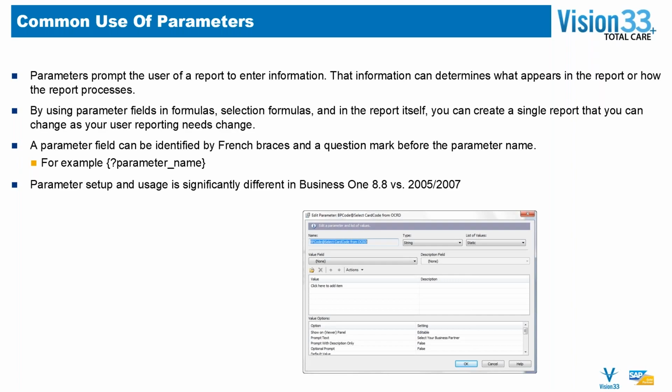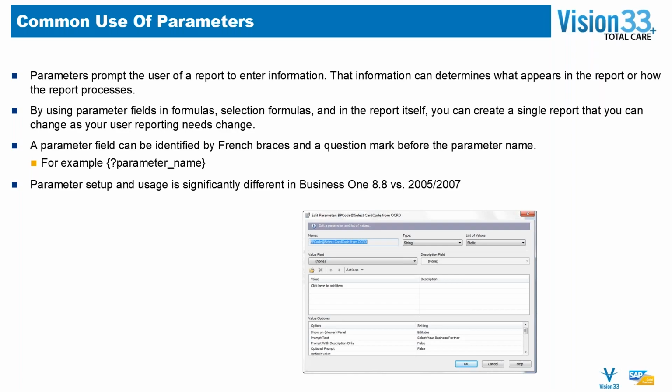A parameter field can be identified by French braces and a question mark before the parameter name. For example, here you'll see a left French brace, a question mark, the name of the parameter, and a closed or right French brace. So it's appropriate that it's a question mark because a parameter, a prompt before a report runs, is really asking you a question. You know, what date range do you want? What business partners would you like to include? Things of that nature.